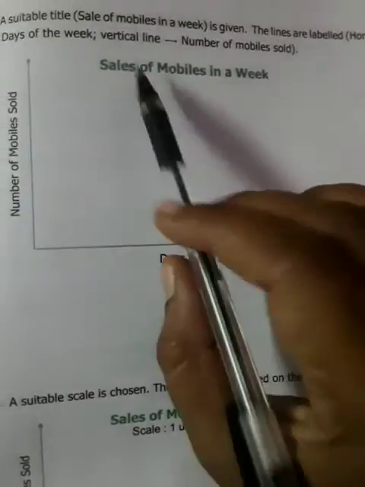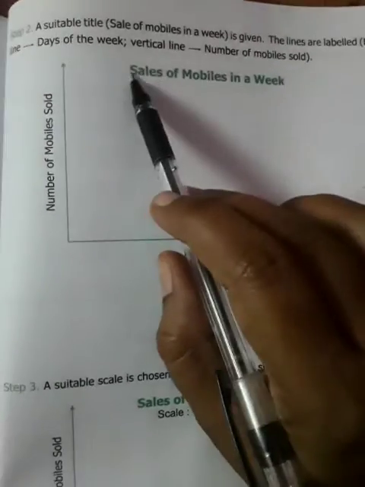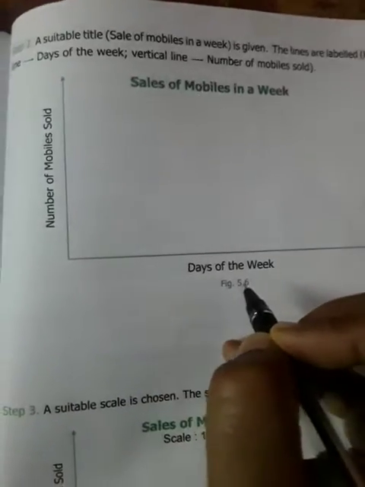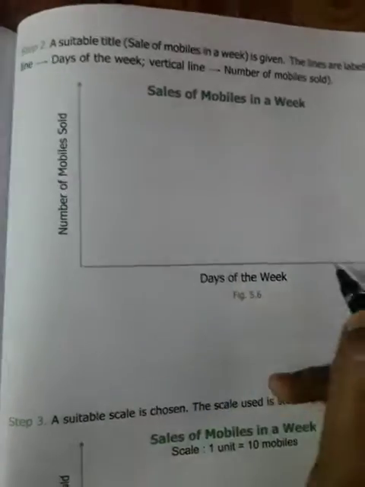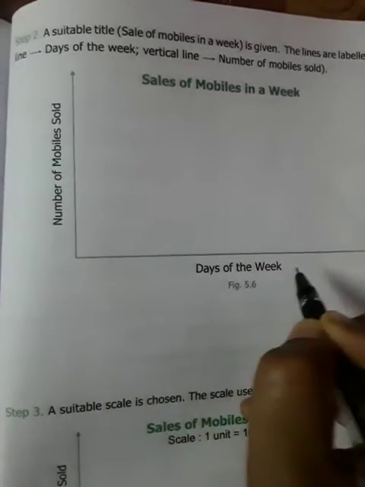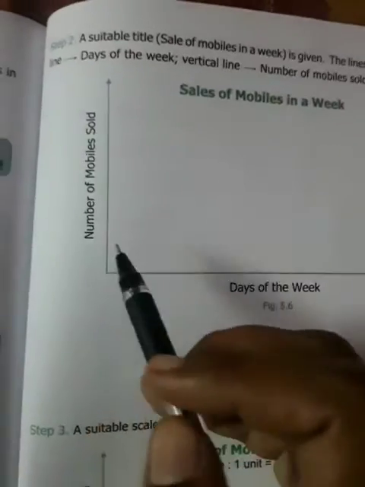After that, write all the information which is given in the question. What is the information given here? Sales of mobile in a week. So write the heading first. Here we are taking the x-axis as days of the week. First draw the x-axis, y-axis, horizontal line and vertical line. After that, mention the heading. So here the x-axis represents days of the week, like Monday, Tuesday, Wednesday, Thursday, Friday, Saturday and Sunday. After that, the y-axis represents number of mobiles sold.